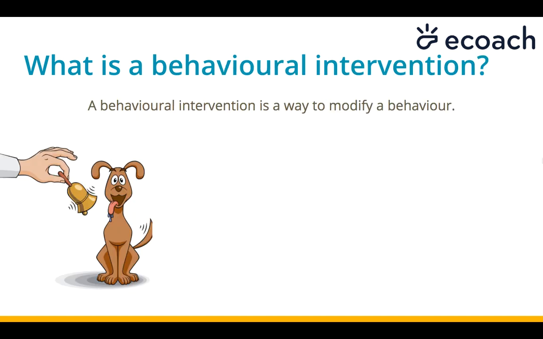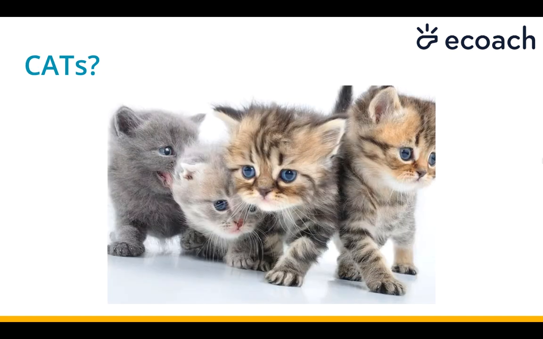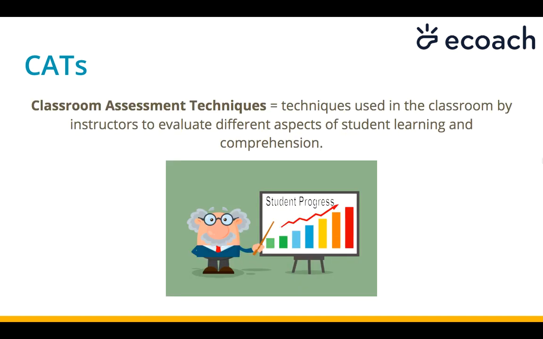This brings me to my next term, behavioral intervention. A behavioral intervention is a way to modify a person's behavior. In this case, we wanted to modify students' behaviors when studying or reviewing course content, and we wanted to do this through cats. Now, by cats, I don't mean everyone's favorite furry animals, I mean classroom assessment techniques, which are techniques used in the classroom by instructors to evaluate different aspects of student learning and comprehension.